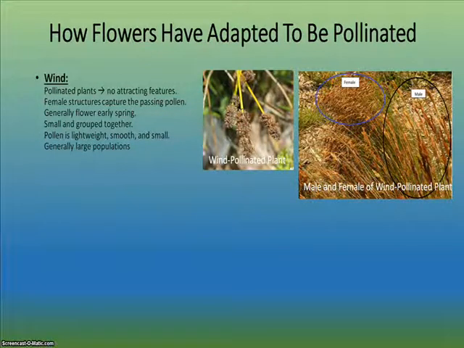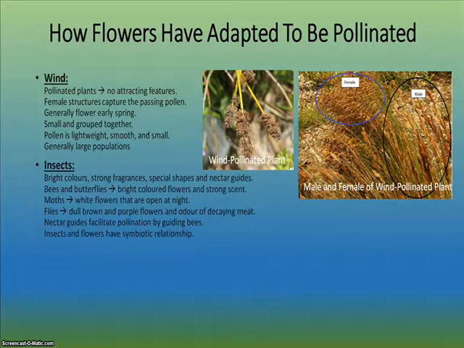Flowers are small and grouped together, and produce very large amounts of pollen. Pollen of wind-pollinated plants are light, smooth, and small. Plants that are wind-pollinated generally occur as large populations so that the female flower have a better chance of receiving pollen. Insects. Adaptations such as bright colors, strong fragrances, special shapes, and nectar guides are used to attract suitable pollinators.